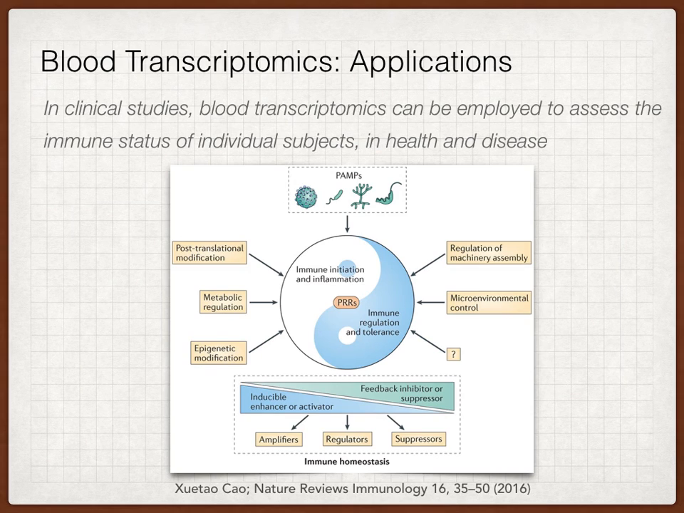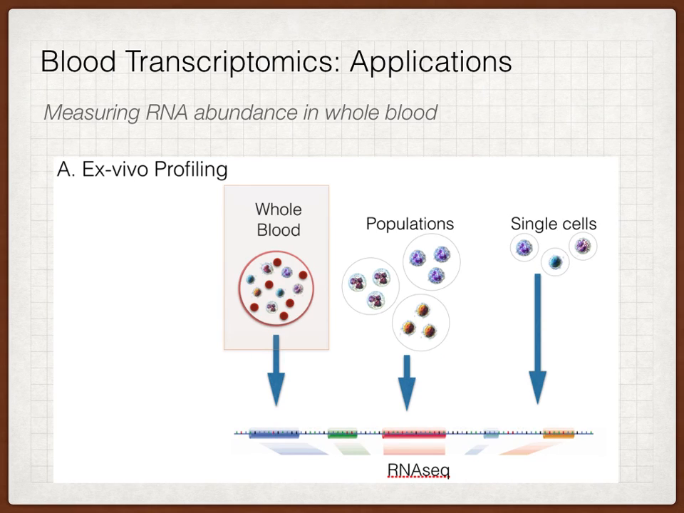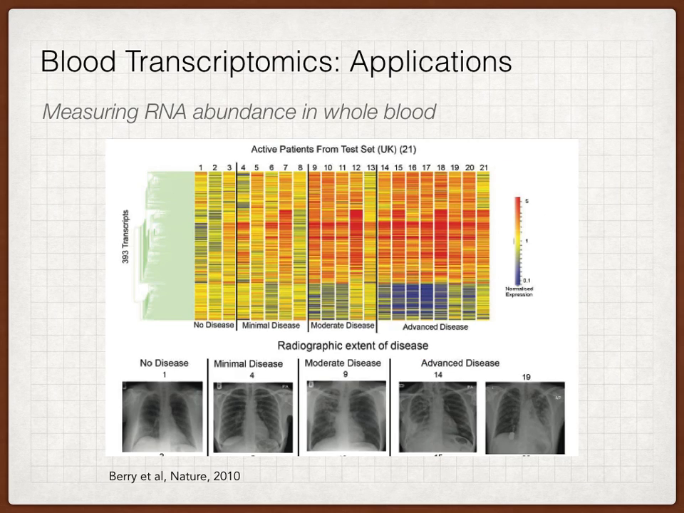In clinical studies, blood transcriptomics can be employed to assess the immune status of individual subjects, in health and disease. Measuring RNA abundance in whole blood can identify changes in transcript composition associated with disease processes. For instance, changes have been identified in the blood of patients with active tuberculosis disease.